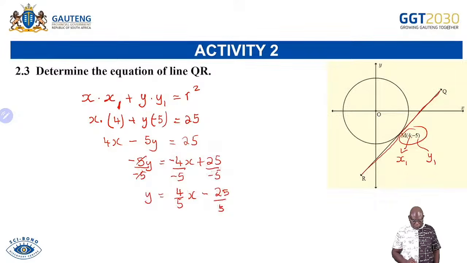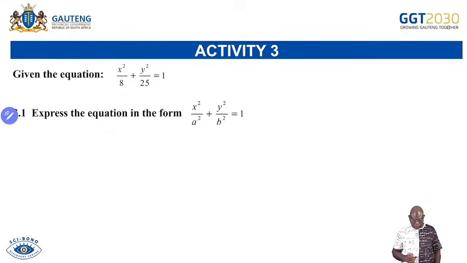Okay, let me see if I've not made any mistake there. The x value there is 4. We have a minus 4 there. So the radius, okay, let me just quickly go back.